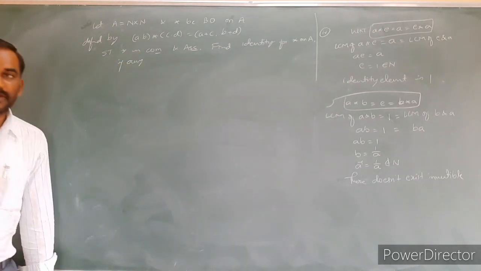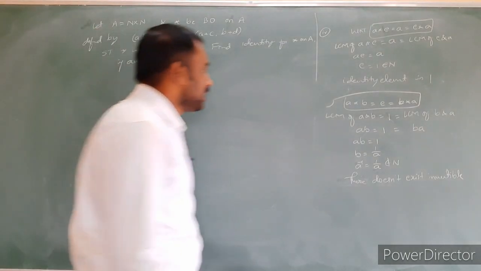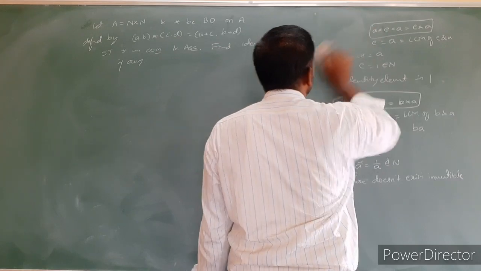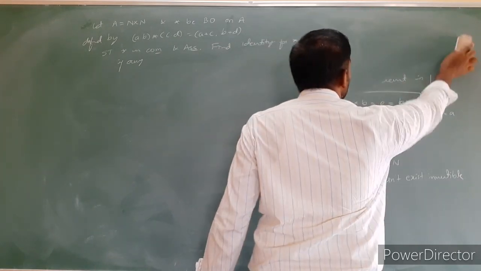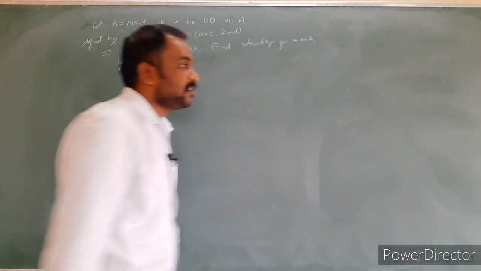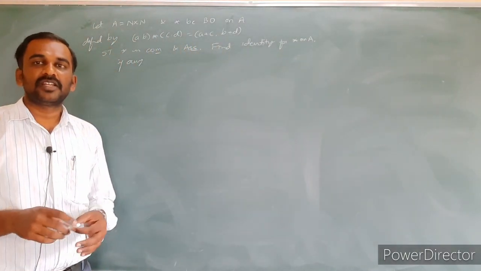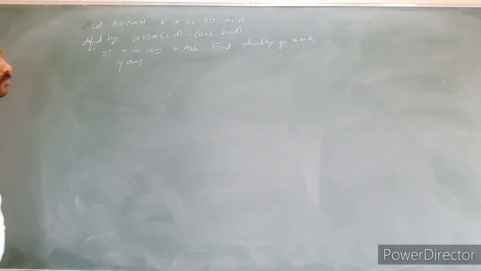Find the identity element of the star on the set A, if any. If there exists an identity element, find it. If it does not exist, leave it. Previously people have already found the identity element, the same thing, but you have to remember the definition. If you remember the definition, there is no question at all.